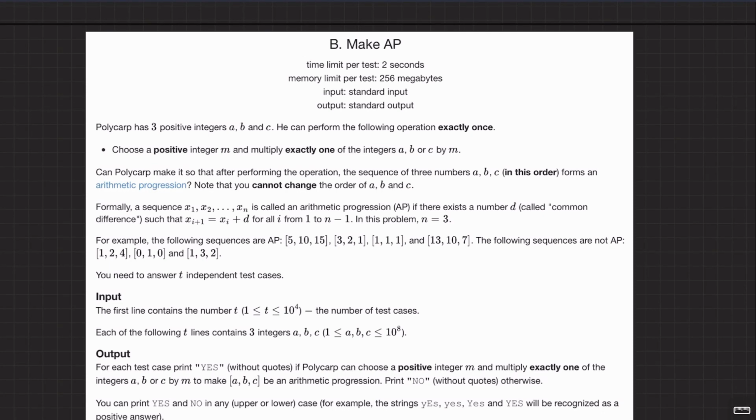Let's solve this question, Make AP. This is a very easy question, so let's wrap it up very quickly. I hope you have read the question once. The question is very simple.